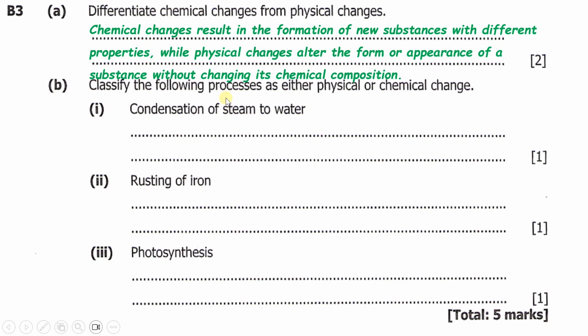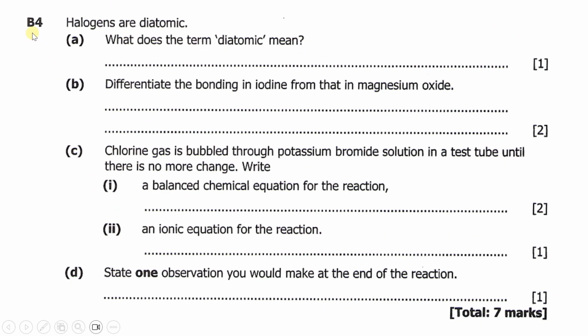Then B, classify the following processes as either physical or chemical change. Part 1, condensation of steam to water. Is it a chemical change or physical? It is a physical change. Then part 2, rusting of iron. Is rusting of iron a physical or chemical change? It's actually a chemical change. Then part 3, photosynthesis. Is it a physical change or a chemical change? It's a chemical change.